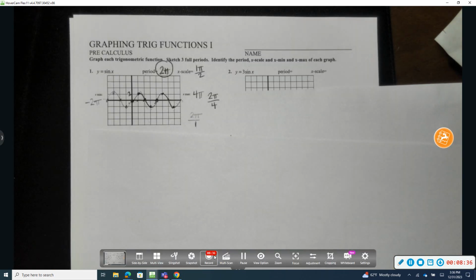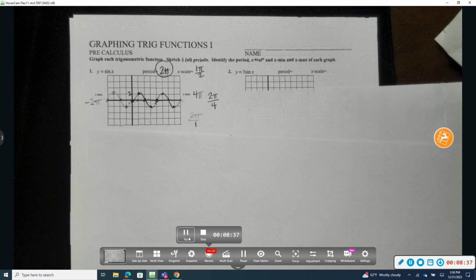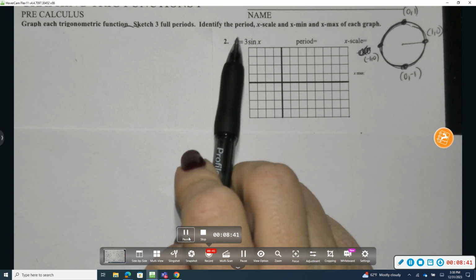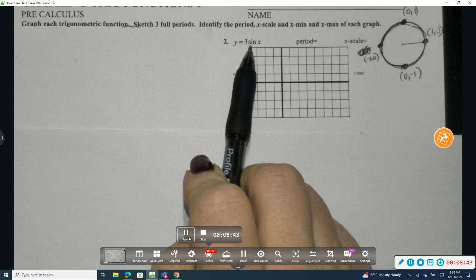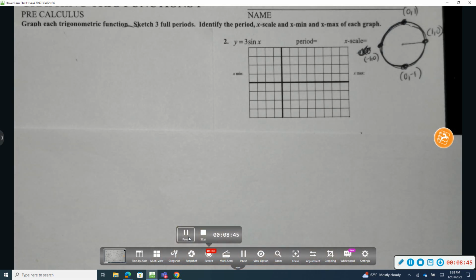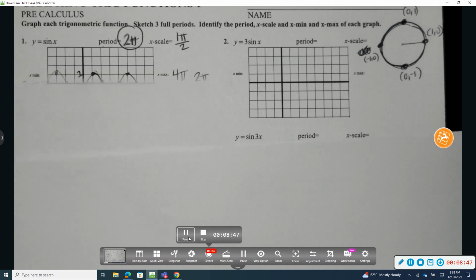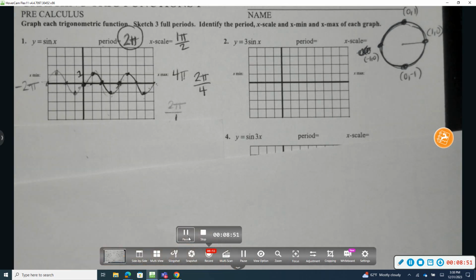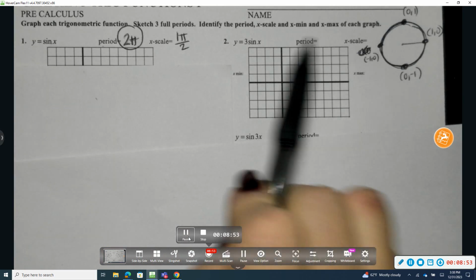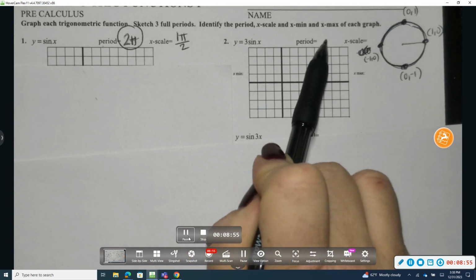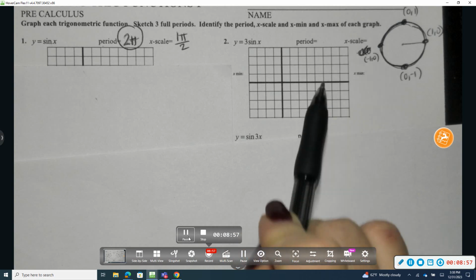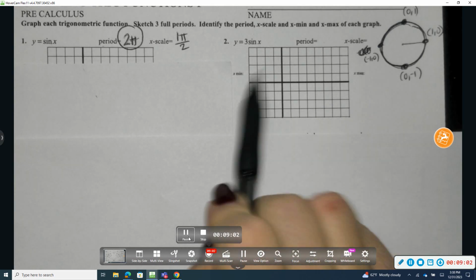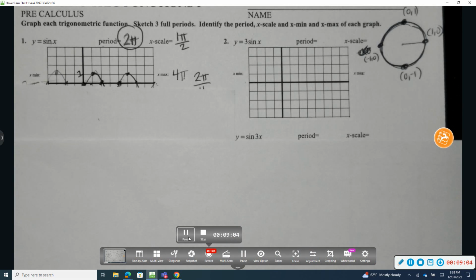Let's look at number 2. Like number 1, we are going to sketch the function y equals 3 times the sine of x, and we're going to sketch 3 periods. So here's 1, 2, and 3 from number 1, and then we will list what is the period length, also known as the period, what is the x scale, so the distance for each one of the steps, and then we'll do the maximum and minimum that we can see on this particular graph.